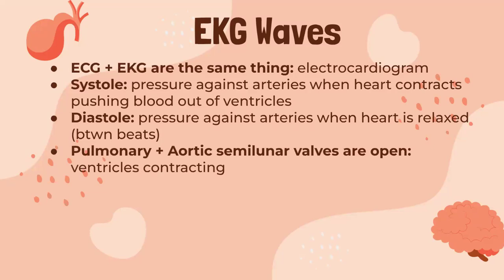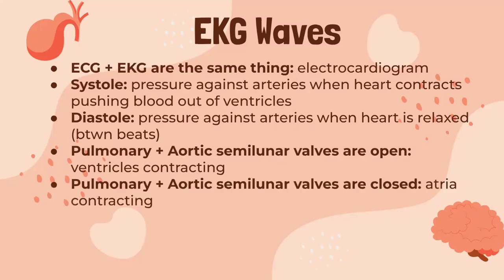Now we're going to look at the valves and when they are open versus closed, and what is contracting. Your pulmonary and aortic semilunar valves are the big valves that lead to the lungs, and then the heart and the rest of the body. When these are open, your ventricles are contracting because they're pushing the blood through those valves out to the rest of the body. When these are closed, your ventricles are not contracting because the blood is not able to go anywhere. In contrast, your atria are going to be contracting.